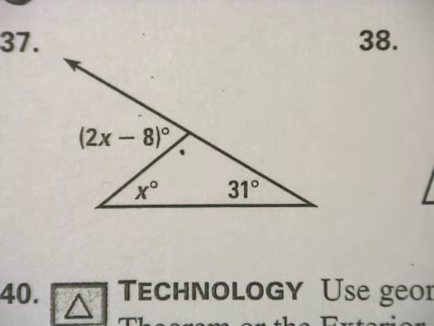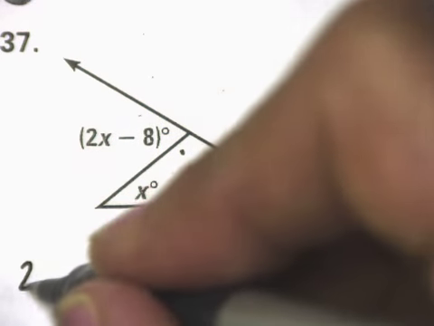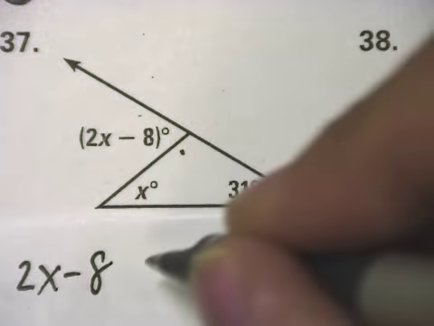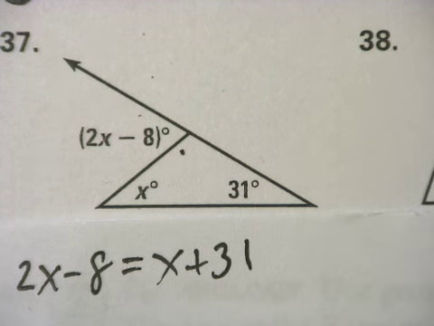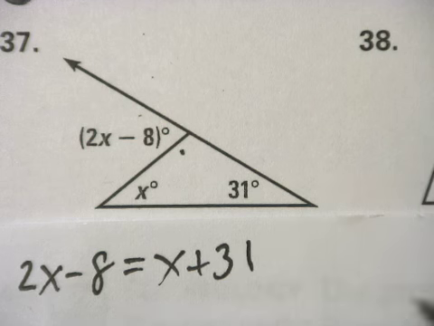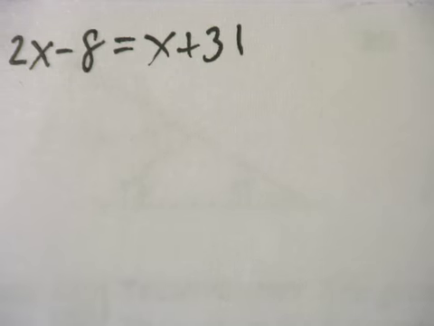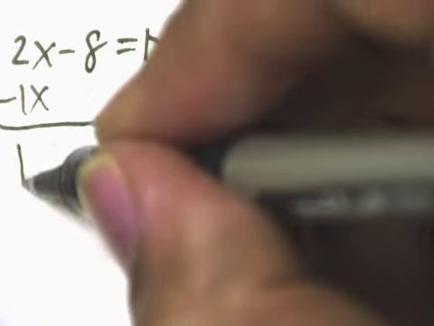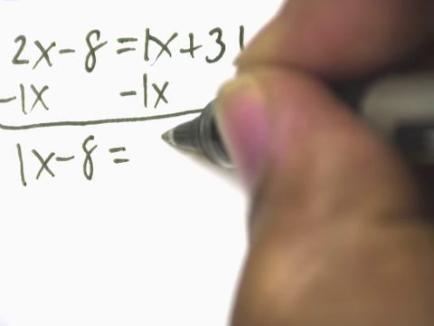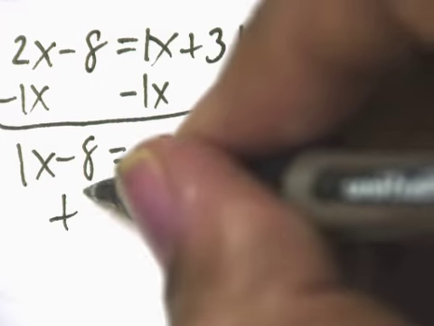So let's take a look at question 37 first. Well, I know that the exterior angle is equal to the sum of these two angles together. So I can say then 2x minus 8 is equal to x plus 31. And from here, guys, I hope you can tell that this now just becomes a simple algebraic problem. Well, I got 1x there. Want to get rid of 1x.